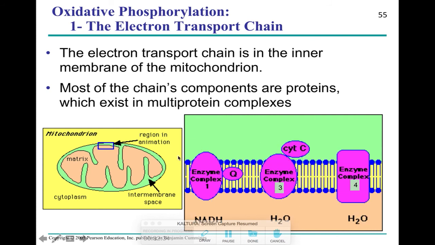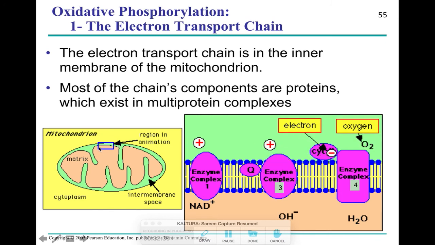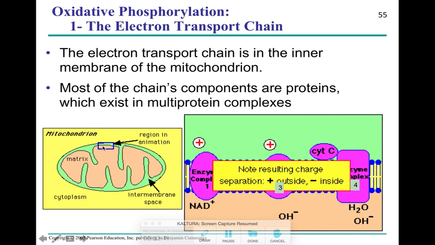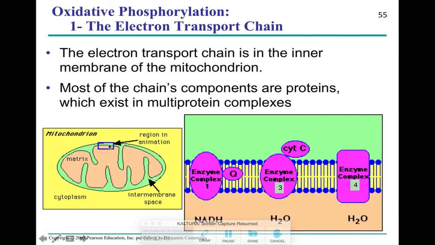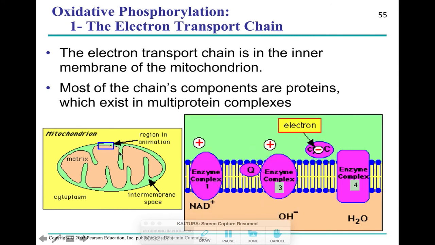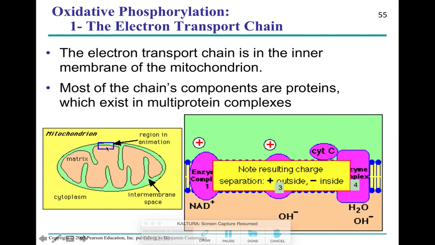Where is it happening? It is happening in the mitochondria. Where are these proteins located? These proteins are located in the inner membrane of the mitochondria. So the electron transport chain is carried out by the proteins of the inner membrane of the mitochondria.